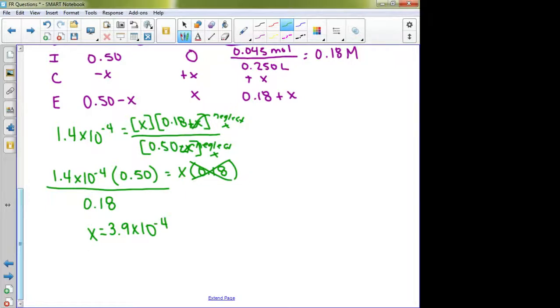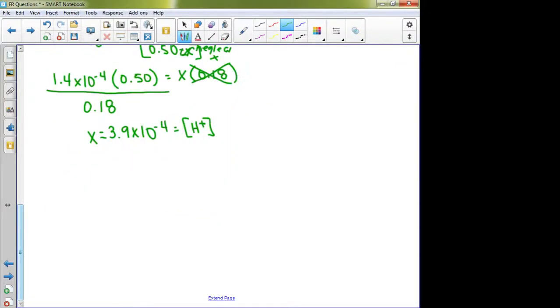And that gives me my concentration of what? H positive. So now can I find my pH like it asked me to do? Yeah. You can see pH is equal to the opposite of the log of 3.9 times 10 to the negative 4. So my pH is equal to 3.41.